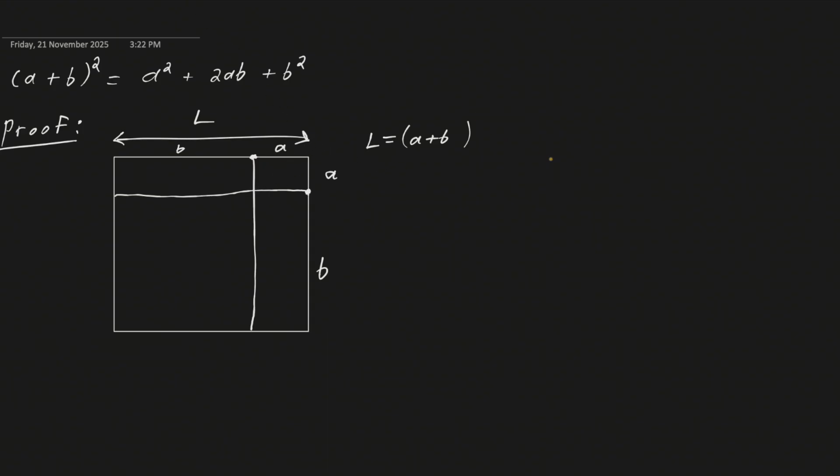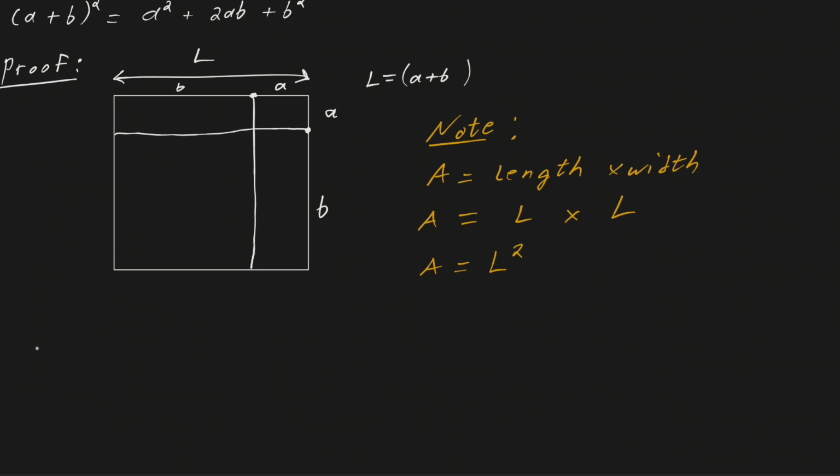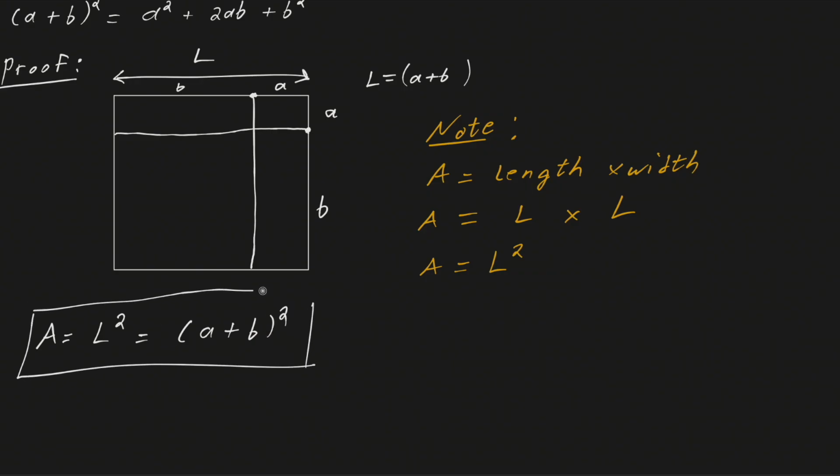Now on the side, I'd like to remind you that the area of a square is its length times its width, and in our case the length and width are the same, so it's going to be L times L, so the area of a square will be L squared. In our case the area will be L squared, but L is equal to a plus b, so it will be a plus b squared. That's our first result for the area.